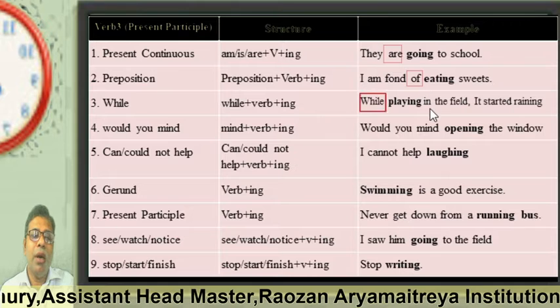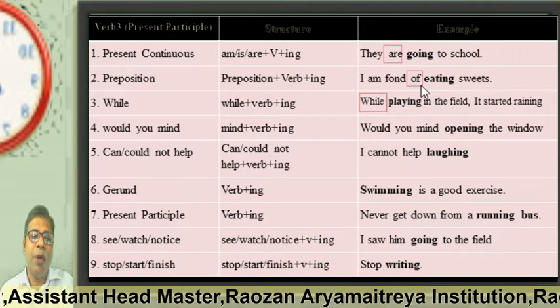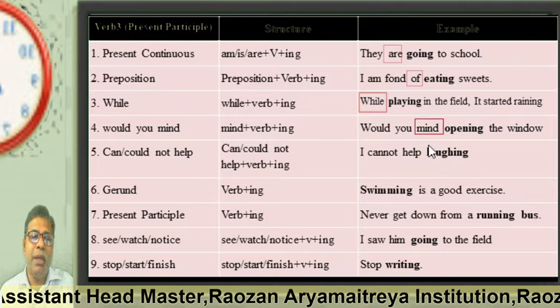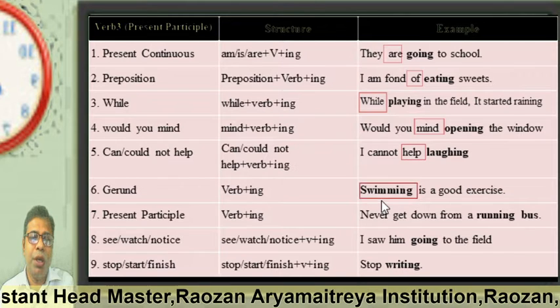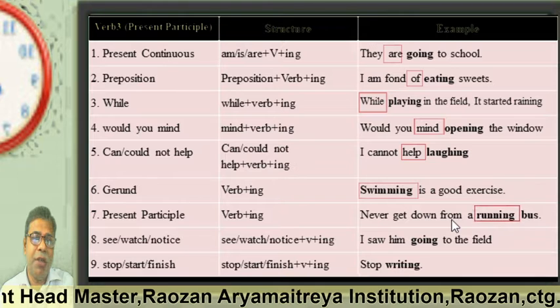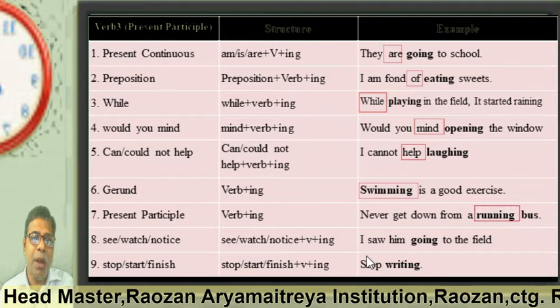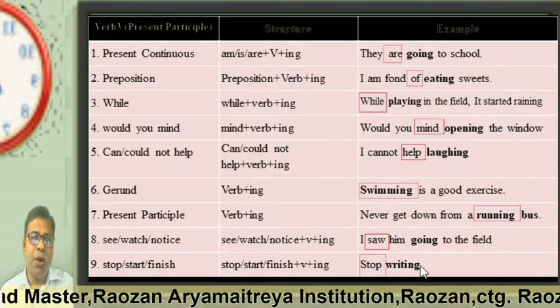Okay, look at the main words: ing after a preposition, while, then ing, mind, ing, cannot help ing. Swimming is itself a gerund, and running is itself an adjective, the present participle. I saw, after "saw," going. Stop, right.